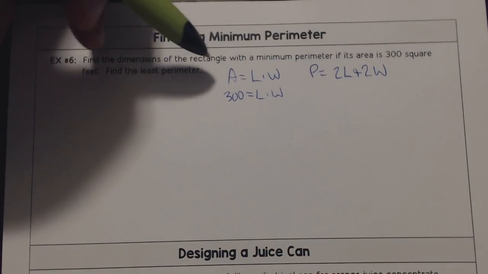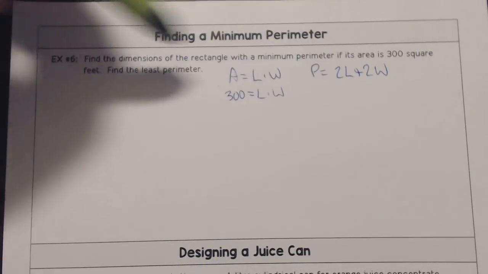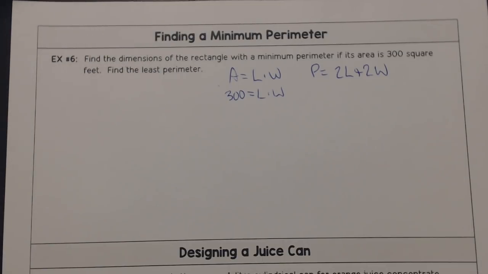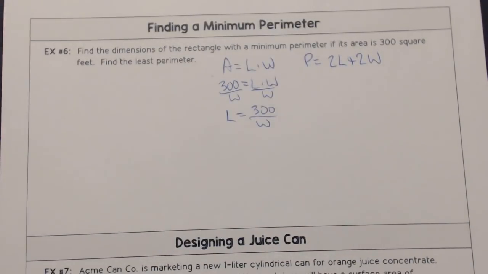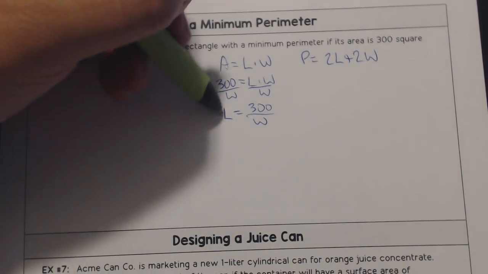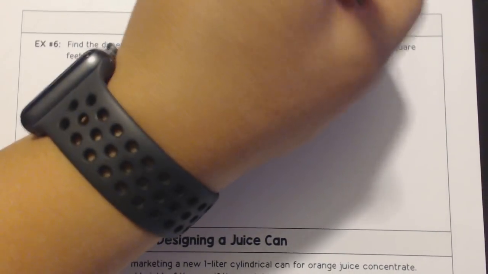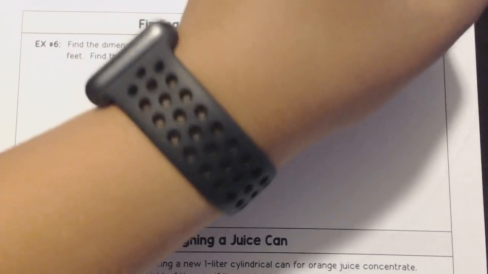Now, what we have to do is use this formula to solve for L or W to plug it into our perimeter, because we're trying to find the least perimeter. It doesn't matter which one we pick, but let's solve for L. Let's divide both sides by W, and I find out that L is equal to 300 over W. I take this L and plug it into the perimeter formula, and P is now equal to 2 times 300 over W plus 2W.